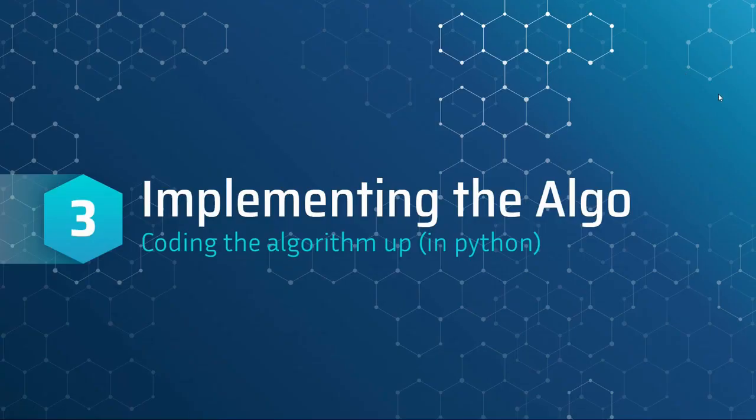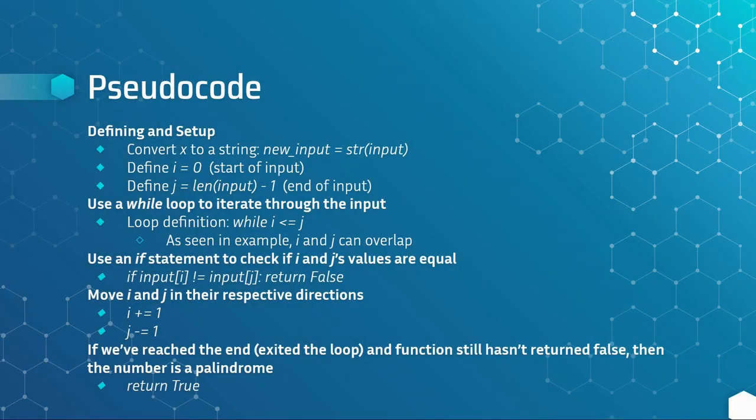Alright, so now we're going to be implementing the algorithm. We're going to be coding it up in Python. And so, here's the pseudocode. We define and set out first, convert x to a new string, new input equals string input. We don't want to modify the original input, because it is very important that we have a copy of it saved so that later when we want to use it, it's there.